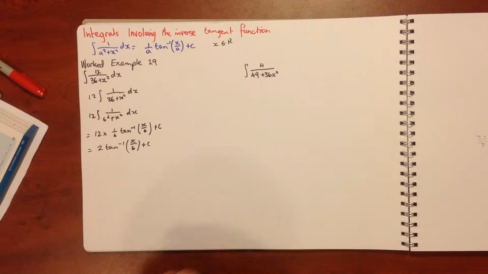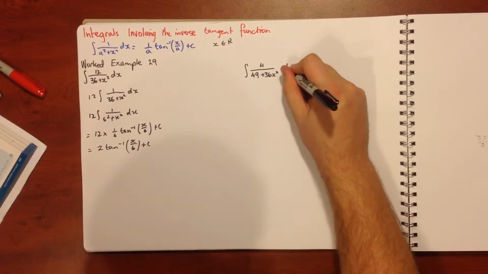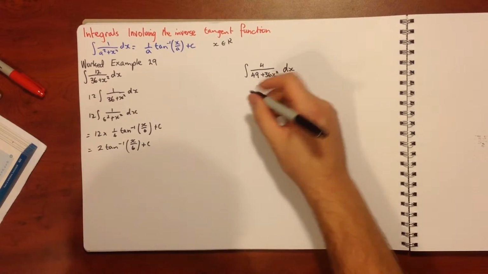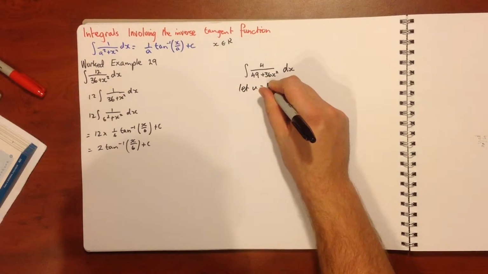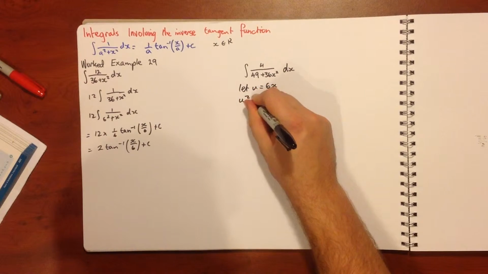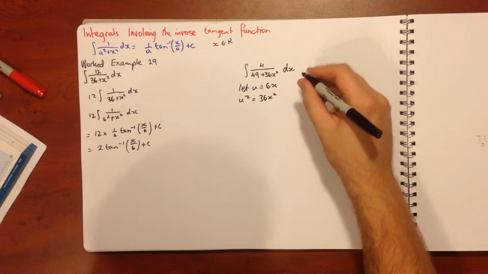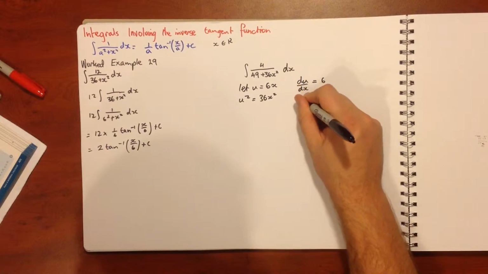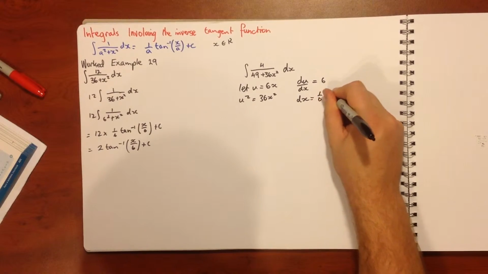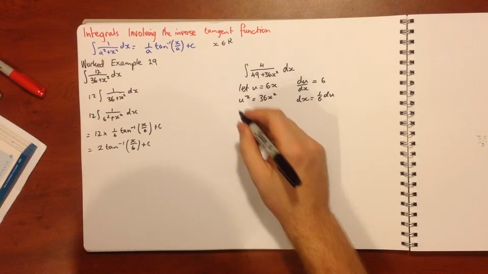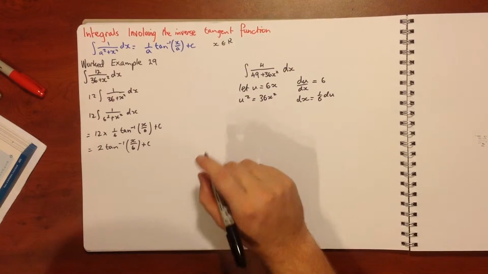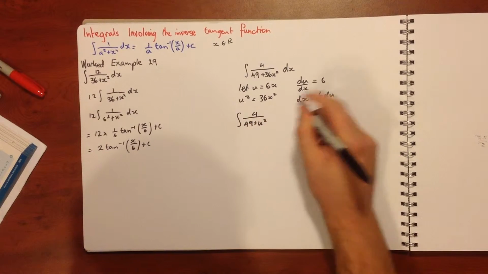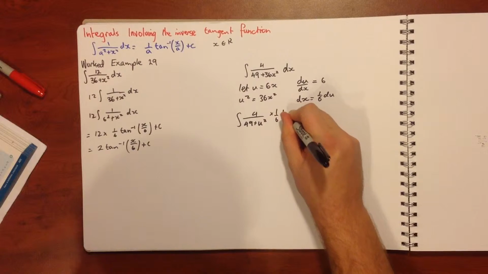To finish off, when we have a look at this question, we've got to find the integral of 4 over 49 plus 36x squared dx. What we can do there is let u equal 6x. That means that u squared equals 36x squared. It also means that du dx is equal to 6, which means dx is equal to 1 on 6 du. When we rearrange that, we can set up our integral and say that we've got the integral of 4 on 49 plus u squared times 1 on 6 du.